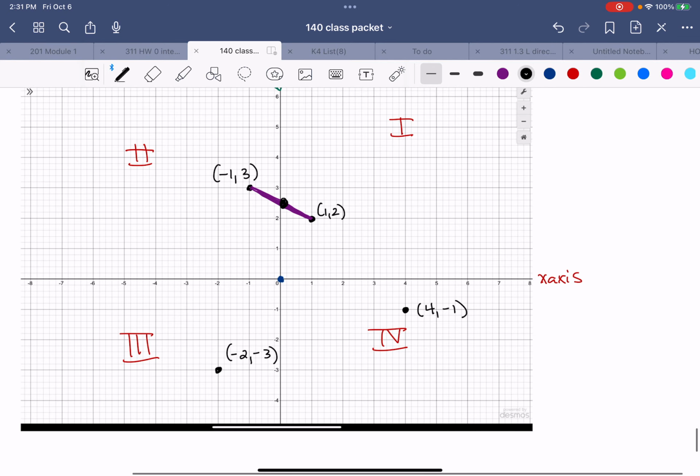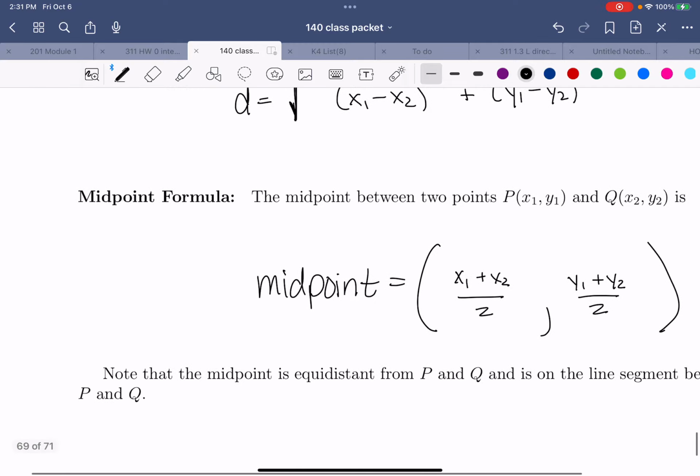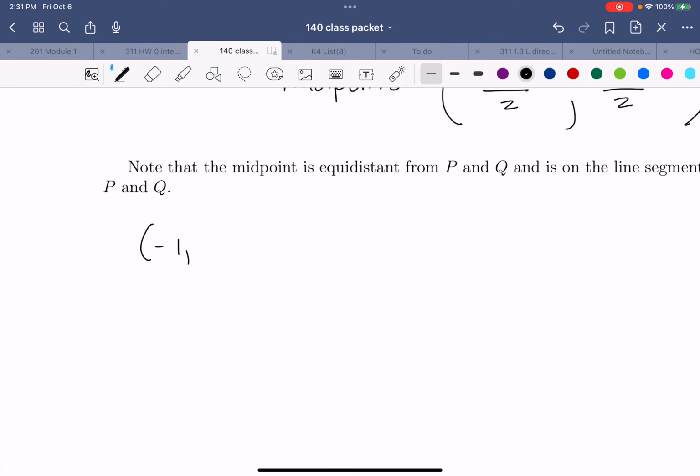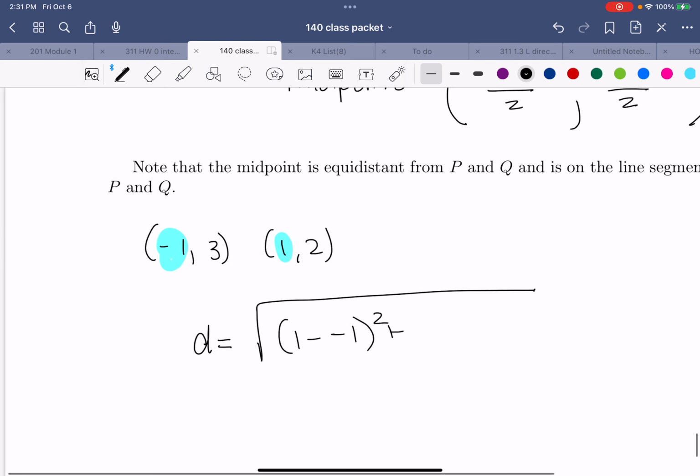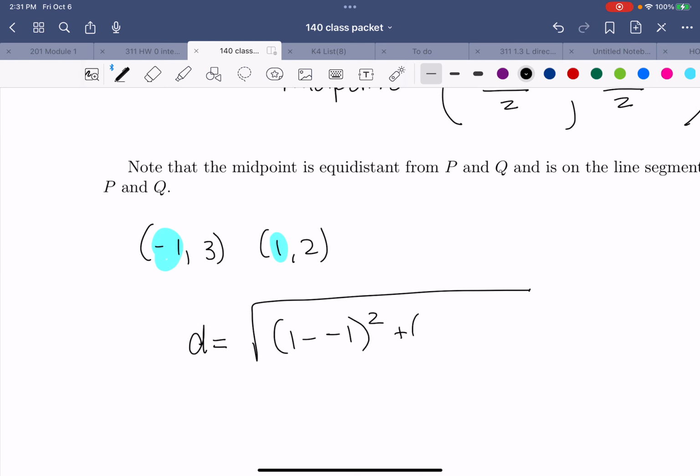Let's take our example from up here. I have (-1, 3) and (1, 2) as my 2 points, and I want to know their distance and their midpoint. So the distance equals the square root of... I'm going to take the two x coordinates, the -1 and the 1, and subtract them. So 1 minus -1, squared. Then I'm going to do the same with the y values. It doesn't really matter what order you go in, but let's be consistent. So I picked the positive one first.